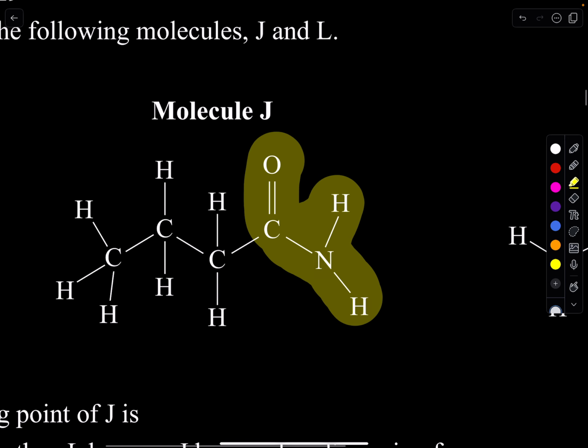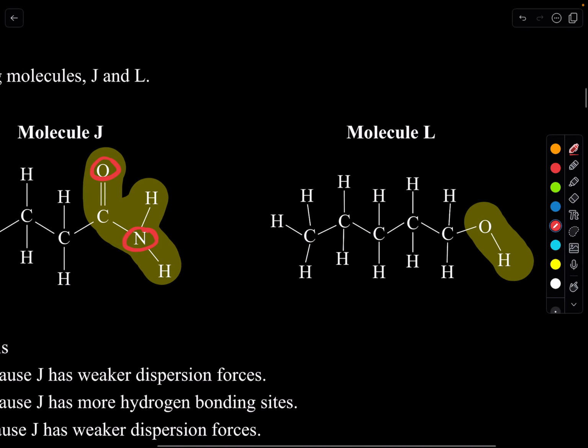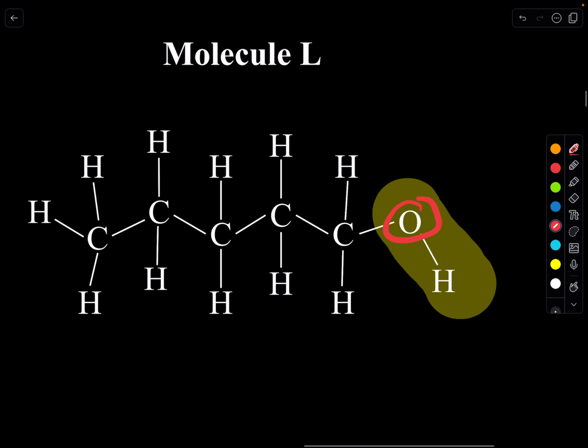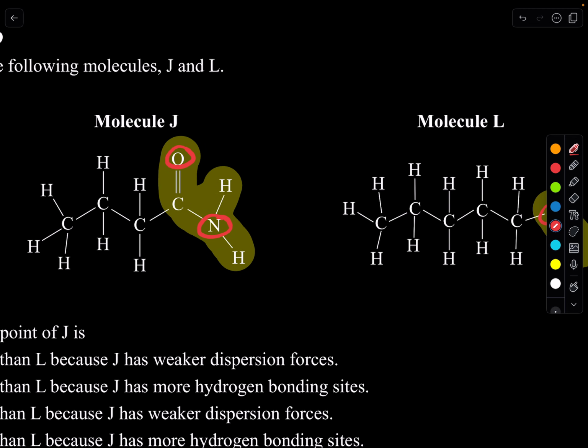Now, let's think about the best way to know which one has a higher boiling point: the more it forms hydrogen bonds, the higher its boiling point. Remember, hydrogen bonds are the strongest intermolecular forces you can have. Looking at this, we have an oxygen here that can form hydrogen bonds, and we also have nitrogen, which also forms hydrogen bonds. So it has 2 sites where hydrogen bonds can occur, in comparison to this, which only has 1. That's a hint telling us which one should have the higher boiling point. So it looks like J probably has a higher boiling point.